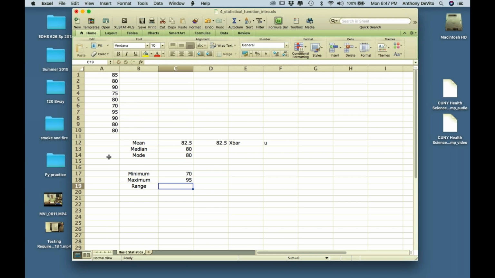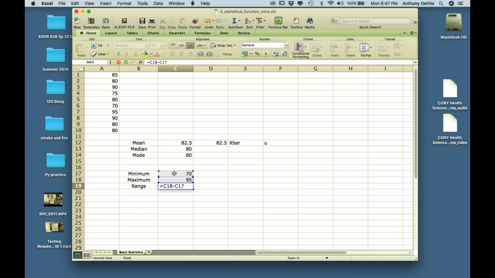Okay, and the maximum is 75. In statistics, there's a function that we call range, which is the difference between the maximum and the minimum, which is just going to be 95. Whoops, I didn't put an equal sign here. Equals 95 minus 70.